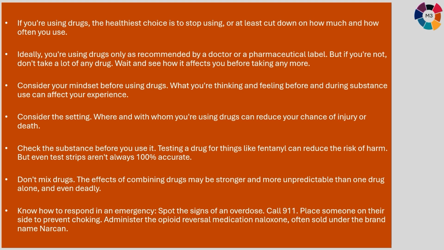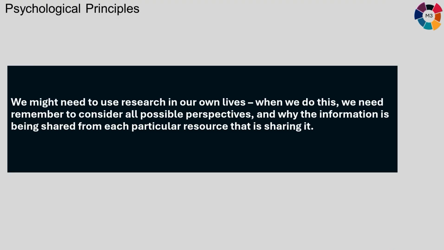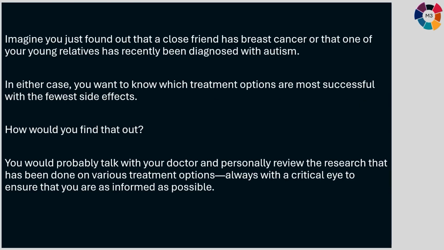We might need to use research in our own lives. When we do this, we need to remember to consider all possible perspectives and why the information is being shared from each particular resource that is sharing it. Now that we've talked a little bit about how to consider both sides of research, let's think about how we might look to research when making decisions in our own lives.